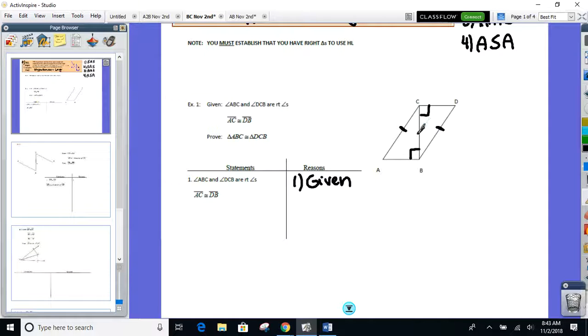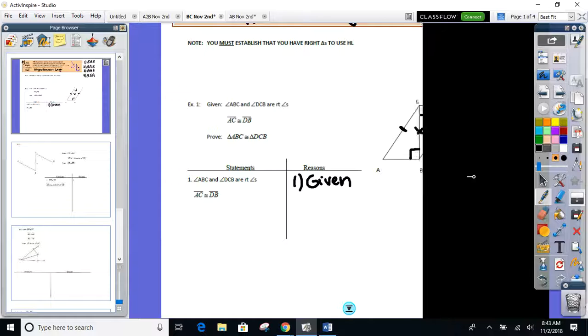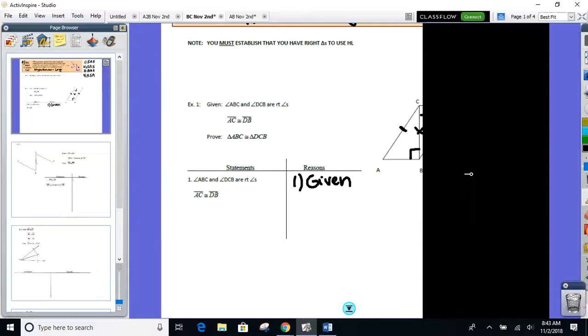Reflexive side BC is shared. Okay, as we look at these, is this any chance side angle side? Is this side angle side? Is that side angle side? Why? What's the problem? Angle's not in between, and we know there's no side-side angle.